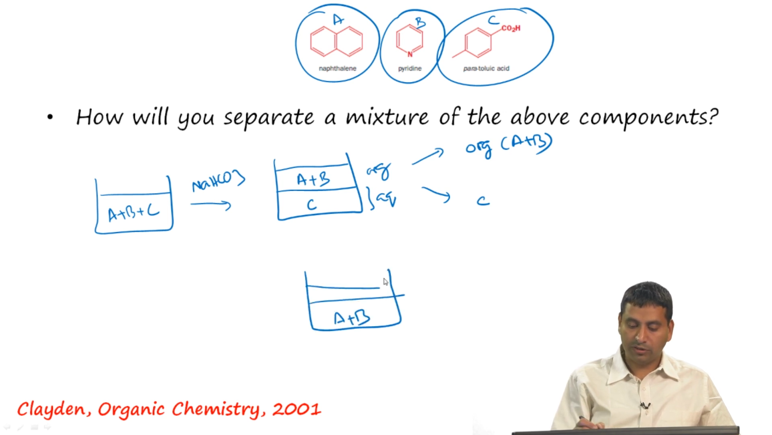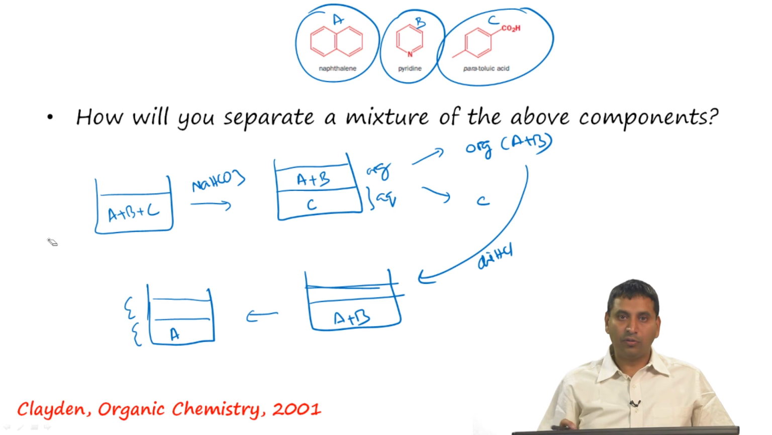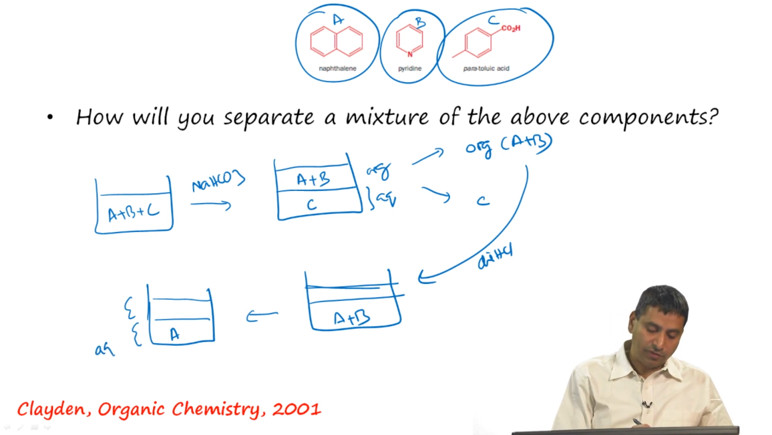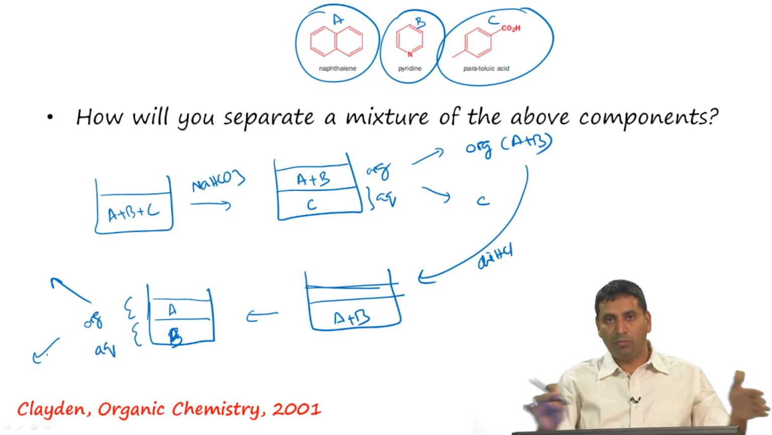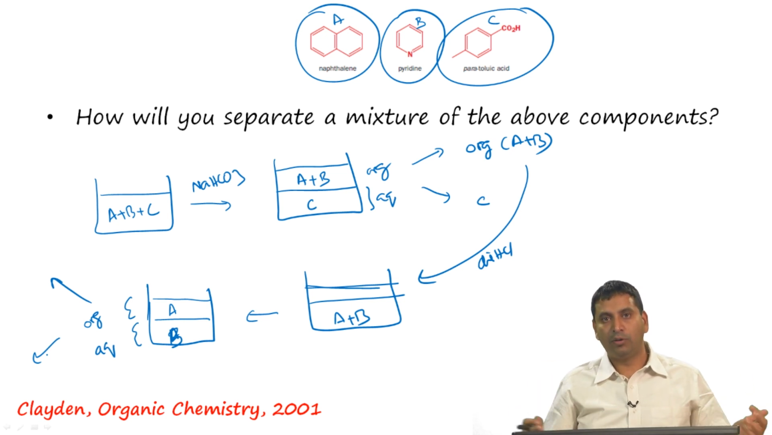To this organic layer, which contains A plus B, you treat it with a weak acid. So, if you treat it with dilute HCl, then the aqueous layer will contain B, whereas the organic layer will contain A. So, now you can separate these two by this process. So, by using simple acid base chemistry, we can separate complicated mixtures if we understand how the acid base properties manifest themselves.